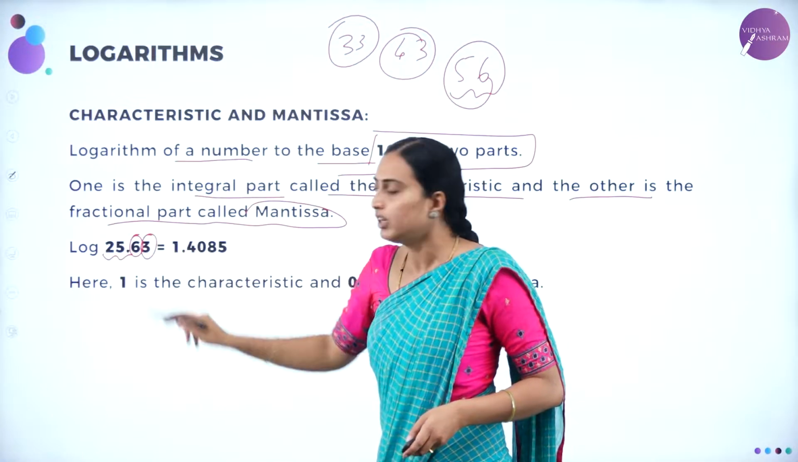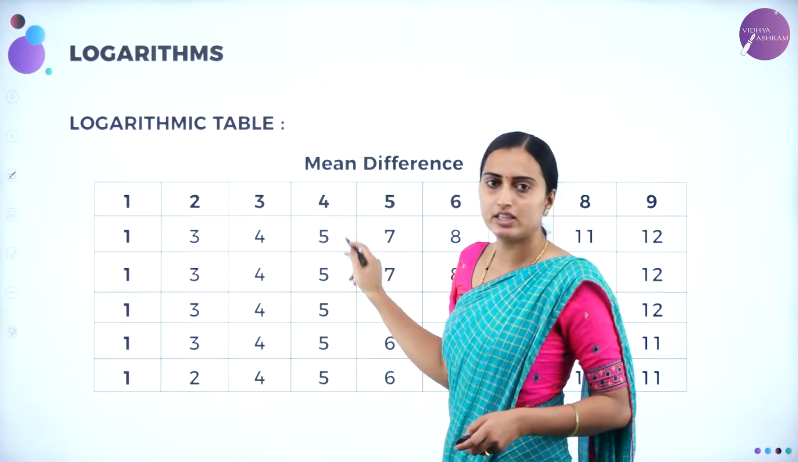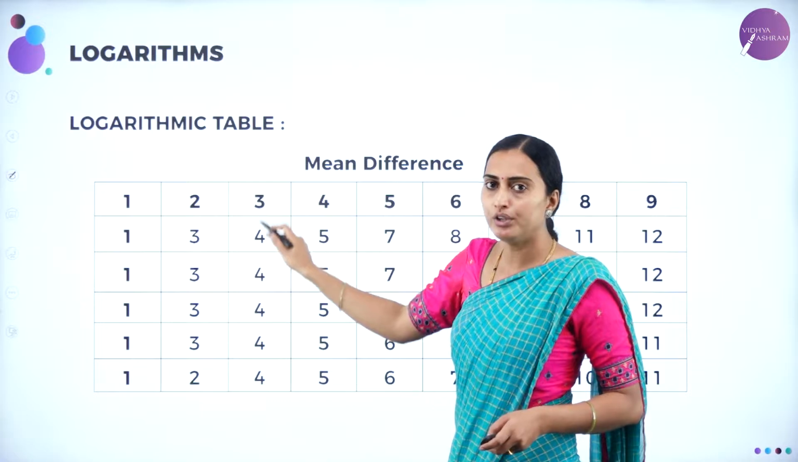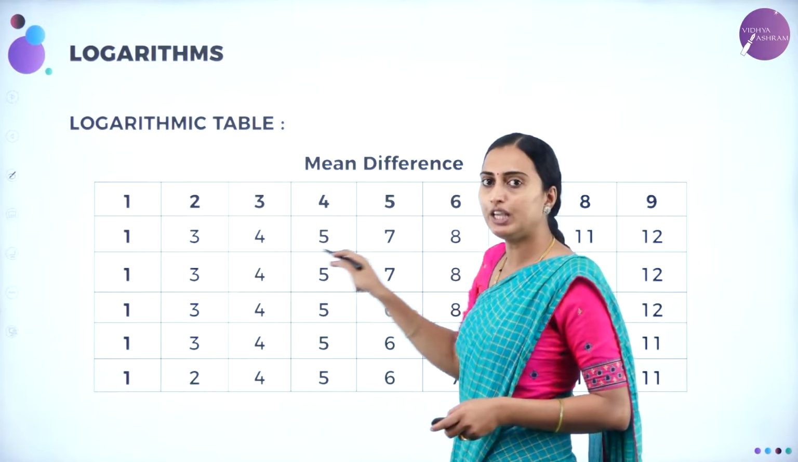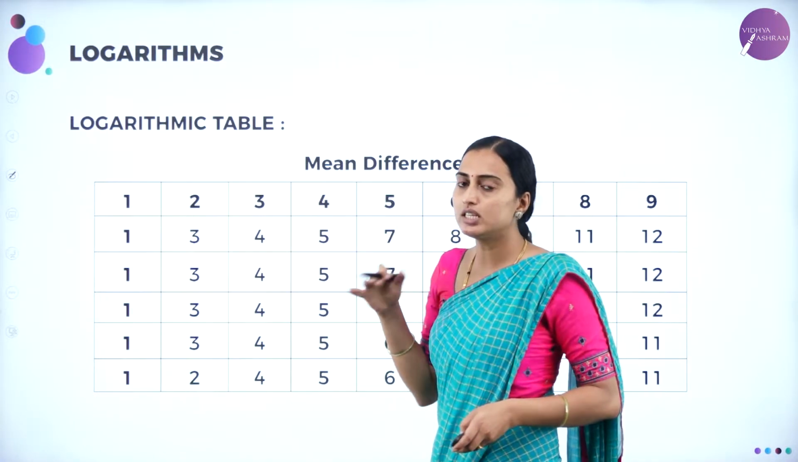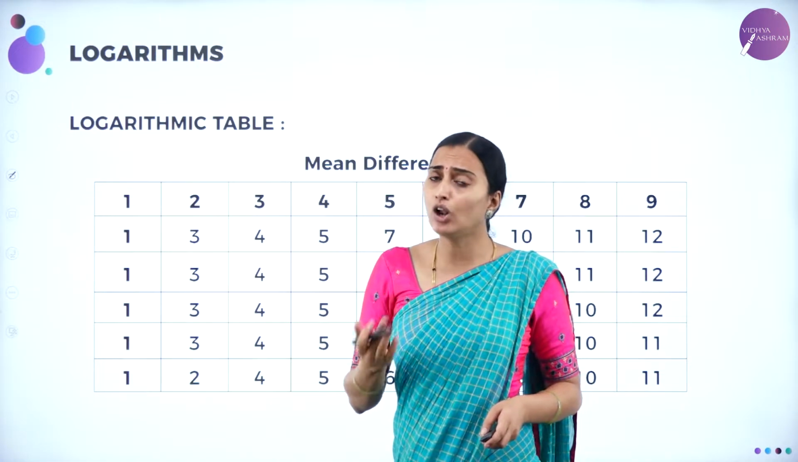The other value is nothing but 3. That 3 you are going to see in the mean difference. Mean difference means, in the 3rd row, you are going to have the mean difference of that particular row. Are you getting? That is how you are going to find out the value from the log table.